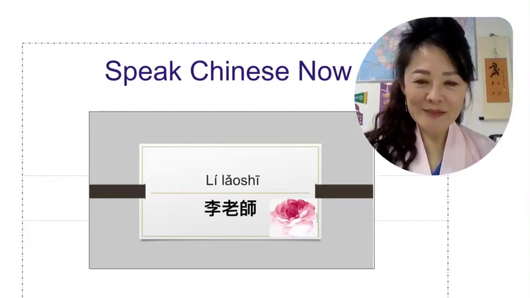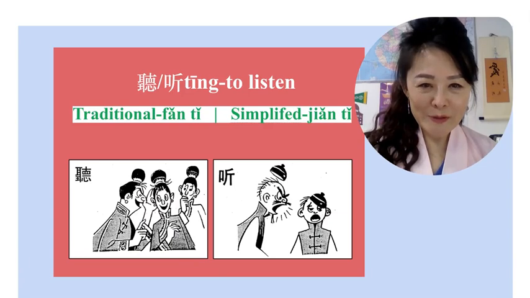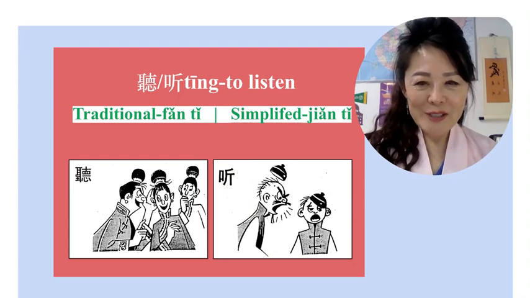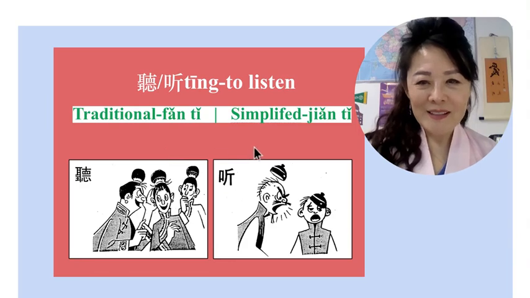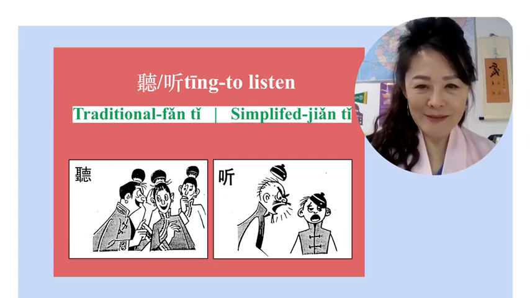我是李老师。Last couple lessons we talked about the traditional versus the simplified Chinese characters, and now we have another one, right? 听 is to listen. I want you to take a look at the traditional, 繁体, and simplified, 简体, both referring to listen, 听. I want you to also take a look at the picture. What do you see?